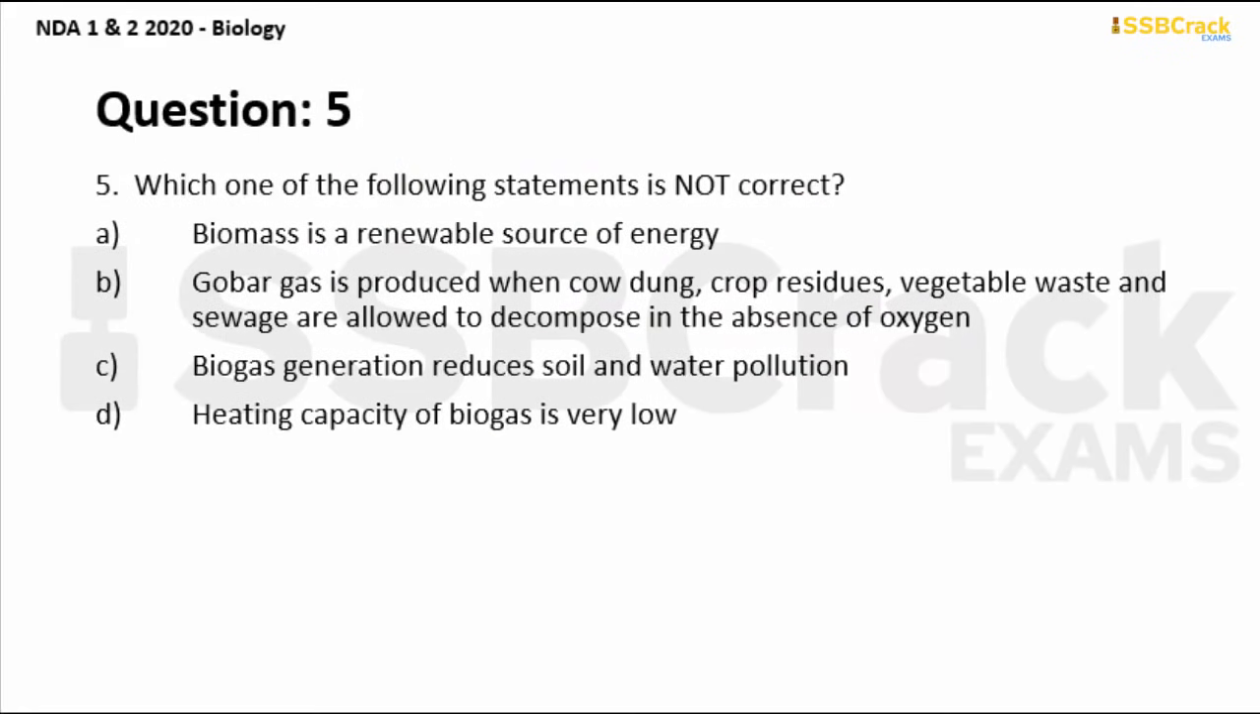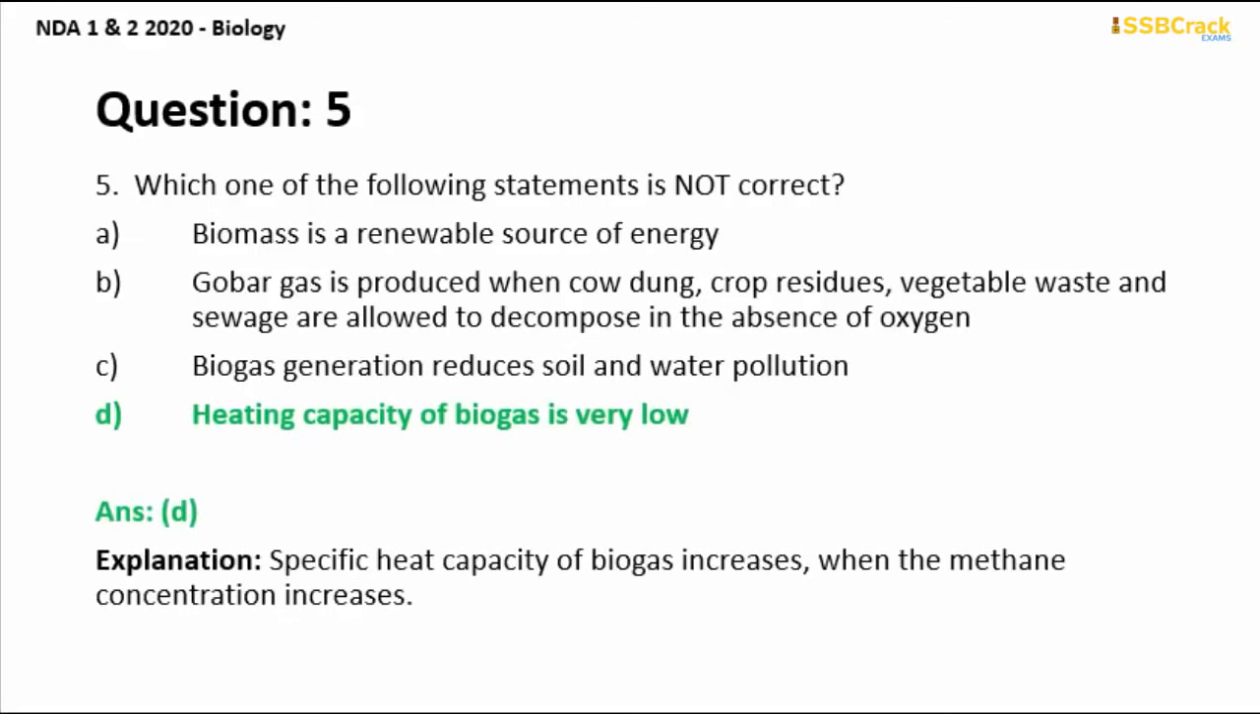Question number 5. Which one of the following statements is not correct? Option A, biomass is a renewable source of energy. Option B, gobar gas is produced when cow dung, crop residues, vegetable waste, and sewage are allowed to decompose in the absence of oxygen. Option C, biogas generation reduces soil and water pollution. Option D, heating capacity of biogas is very low. So what is the answer here? It's option D. Heating capacity of biogas is very low.